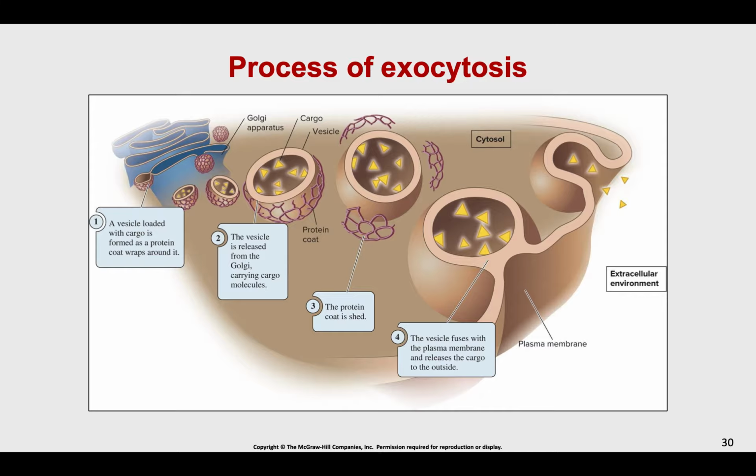All right. So exocytosis, we're bringing something to the outside. It typically starts in the Golgi apparatus. We're packaging it up with the help of these protein coats that are going to direct it to where it needs to go, to the plasma membrane. It's going to fuse with the plasma membrane. That plasma membrane is going to expand out and it's going to release its cargo.